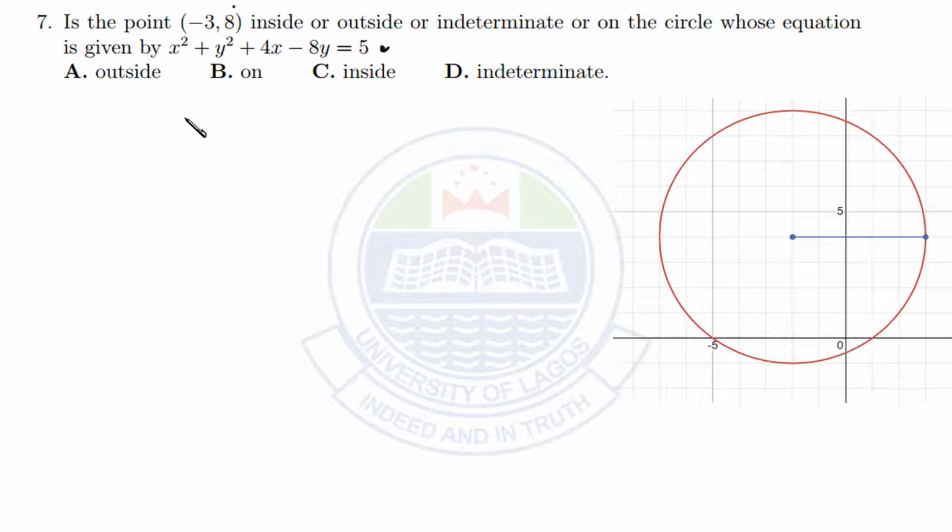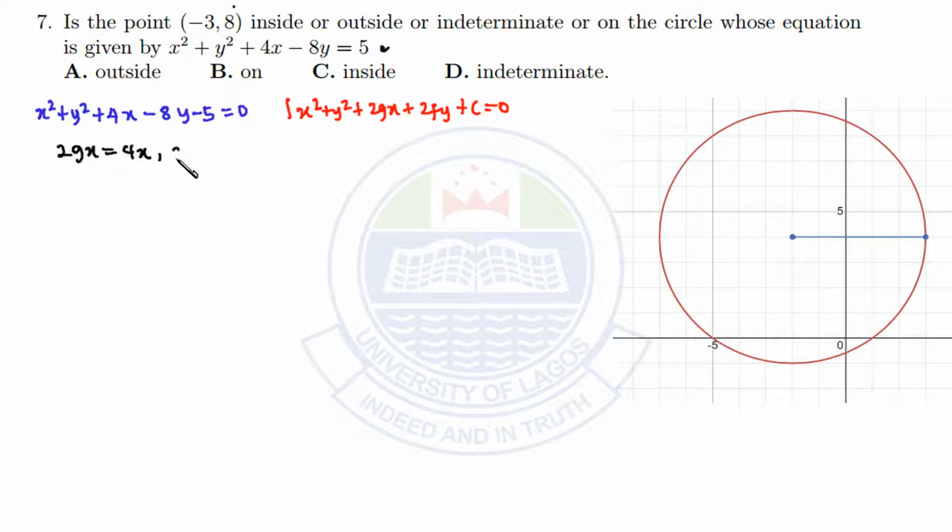All right, so now let's try to determine the center and the radius. Now you remember that we can write this equation of circle in this form. We can write it as x squared plus y squared plus 4x minus 8y minus 5 equals 0. And if you compare this with the general form of equation of circle, which is x squared plus y squared plus 2gx plus 2fy plus c equals 0, what do you notice? You notice that your 2gx is equal to 4x, and your 2fy is equal to minus 8y.